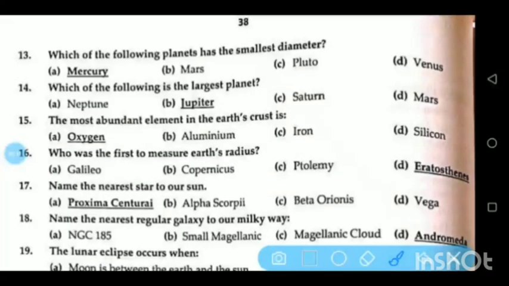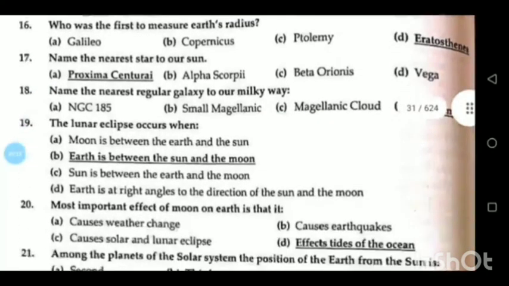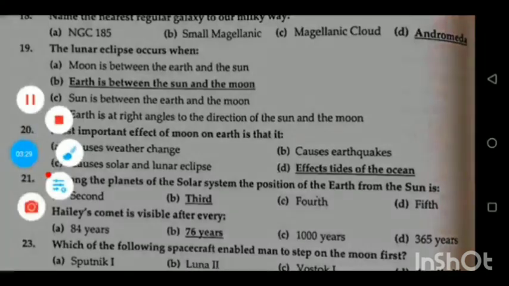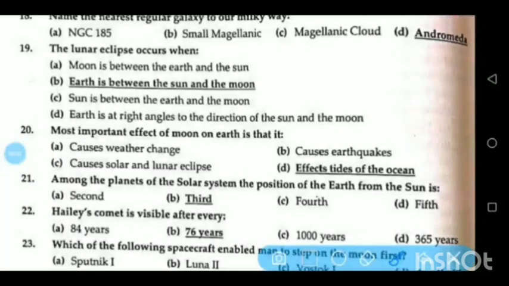Name the nearest star to our Sun. Proxima Centauri. Name the nearest regular galaxy to our Milky Way. Andromeda. The lunar eclipse occurs when Earth is between Sun and Moon. Most important effect of Moon on Earth is that it affects tides of the ocean. Among the planets of the solar system, the position of Earth from the Sun is third. Halley's comet is visible after every 76 years.